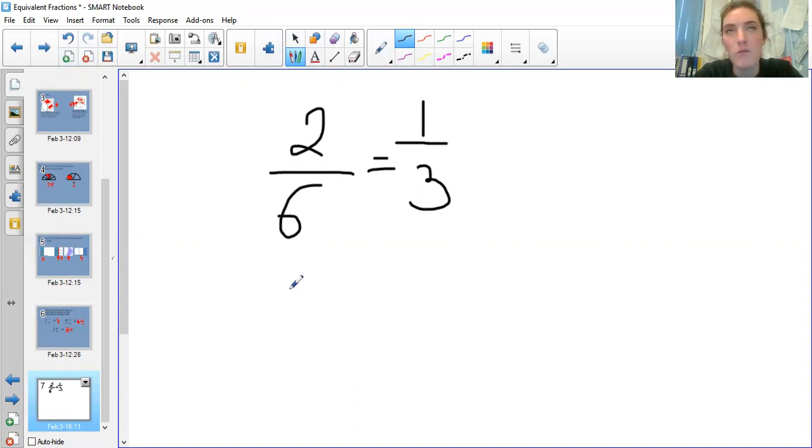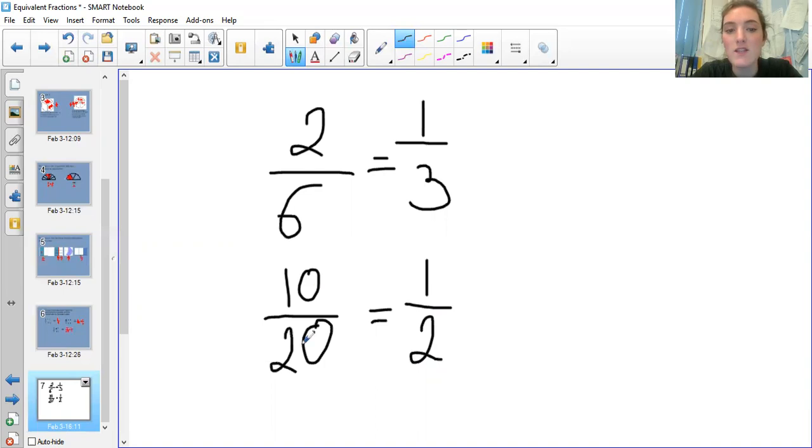What about, let me have a wee think, about 10/20ths? 10/20ths. What can that be the same as? Well, I know that 10 goes into itself and 10 also goes into 20. So 10 goes into itself once and 10 goes into 20 twice. So 10/20ths is equivalent to a half. 2/6 is equivalent to a third.